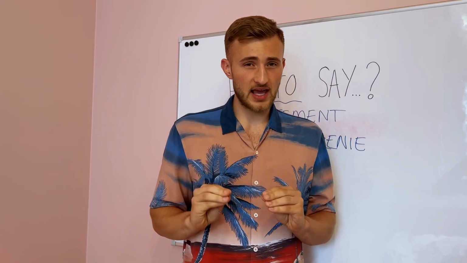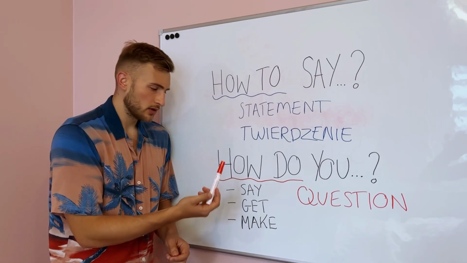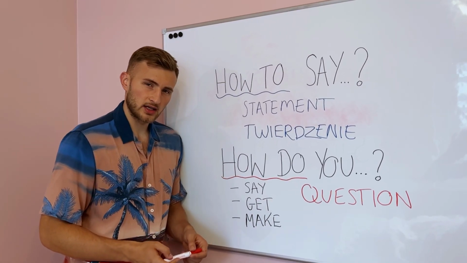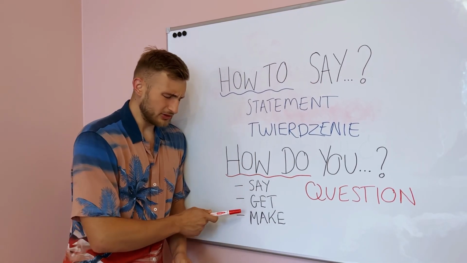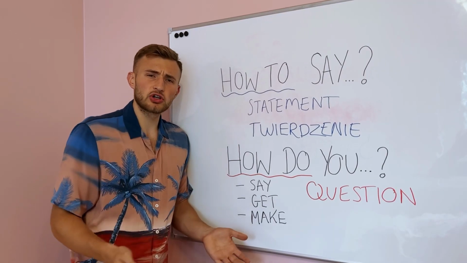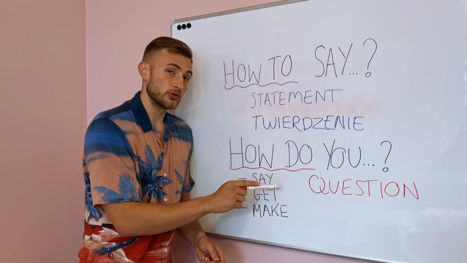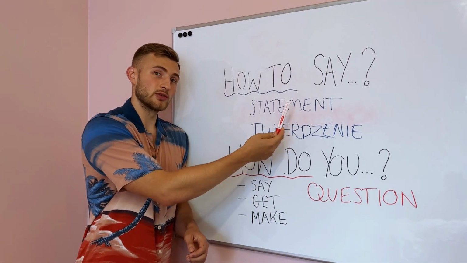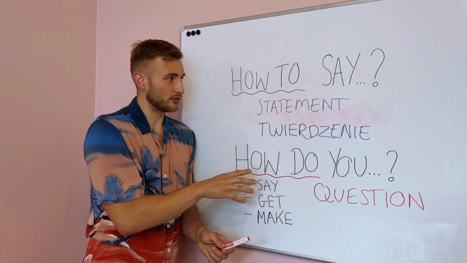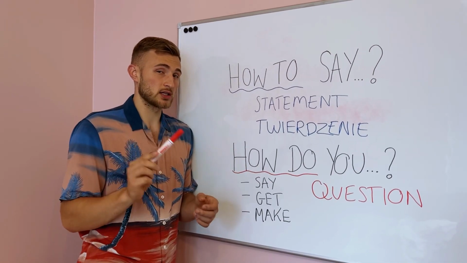But if you want to ask a question, we have to say, how do you, for example, how do you say kocham cię in English? How do you get to the train station from here? How do you make pizza? How do you cook rice? These are all questions. How do, not how to. How do, question. How to, statement. It's a clear difference. And stop saying how to say as a question because it is not a question.